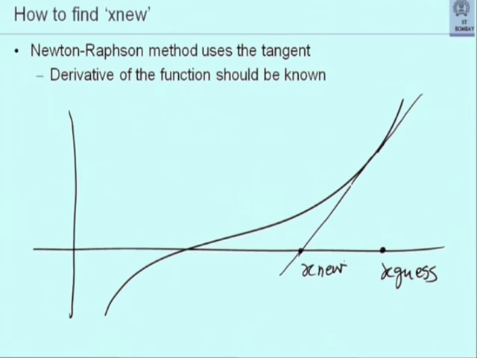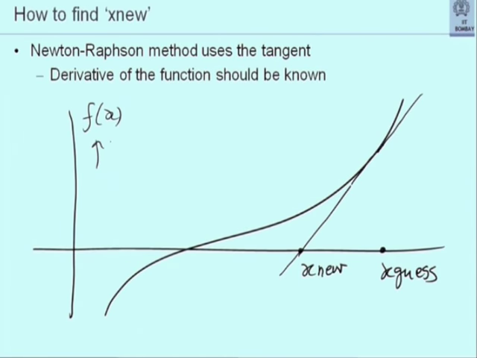Now, how do you calculate the distance between x guess and x nu? That is how you will calculate the value of x nu. To find this distance, we use the property that the tangent is always given by the derivative of the function. So if the function is f of x, then f dash x at any point will give me what? The derivative gives the tangent of the angle subtended by this tangent line to the x-axis. Agree? That is the property of the derivative of the function.